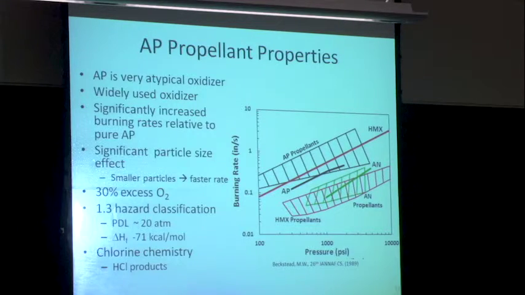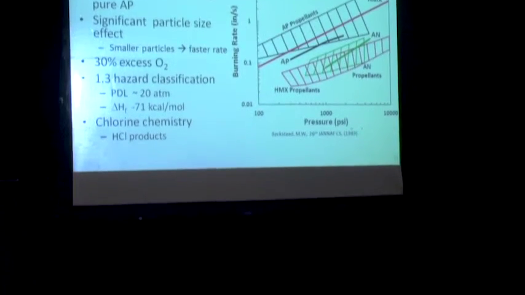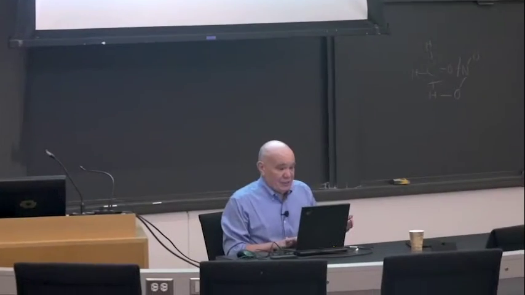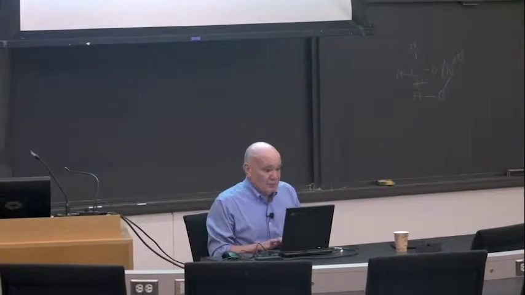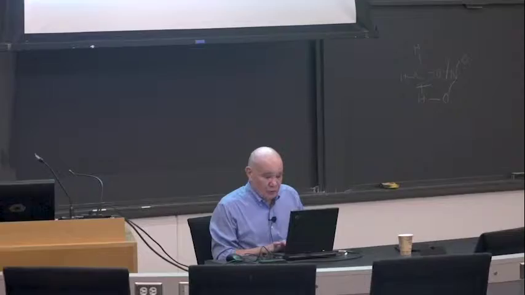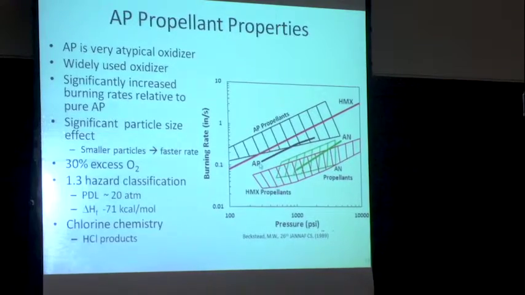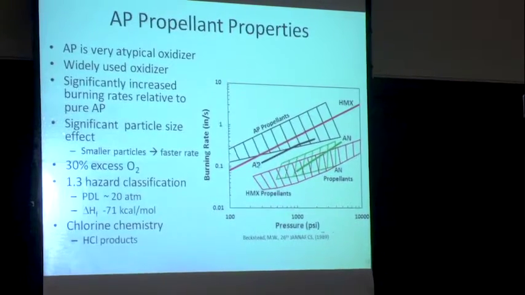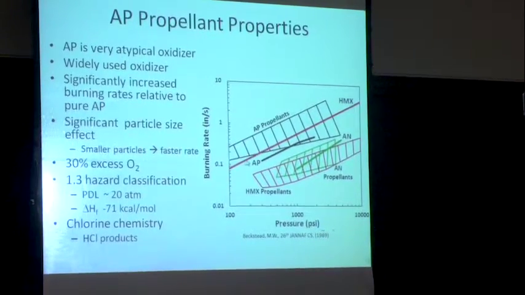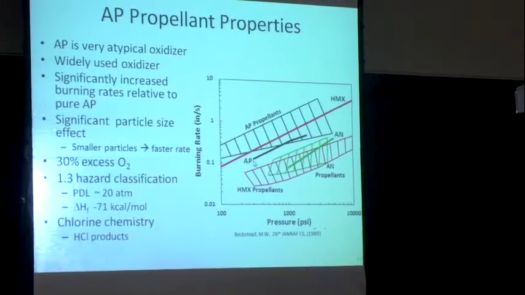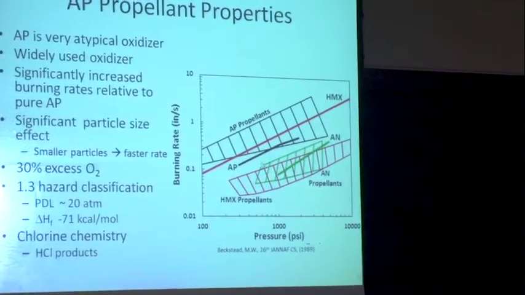As I said, the first thing that's typically done is to look at the oxidizer by itself. AP is relatively atypical, and if you look at just the AP decomposing as a function of pressure, you'll get a burning rate that looks like this curve here. As I mentioned, it has a low pressure deflagration limit of about 20 atmospheres. Below that, it won't burn, so I need to increase the pressure, and then above it, I'll get a pressure exponent that looks like that.